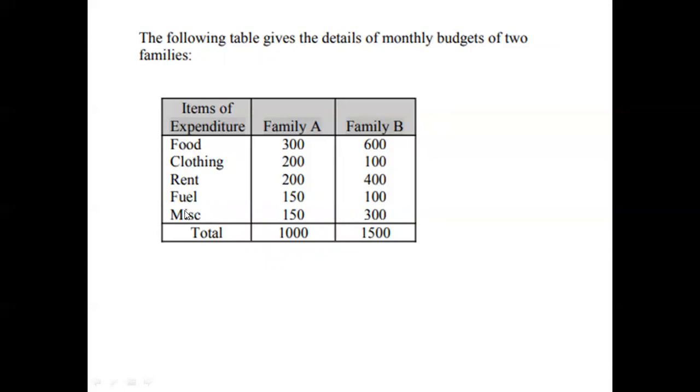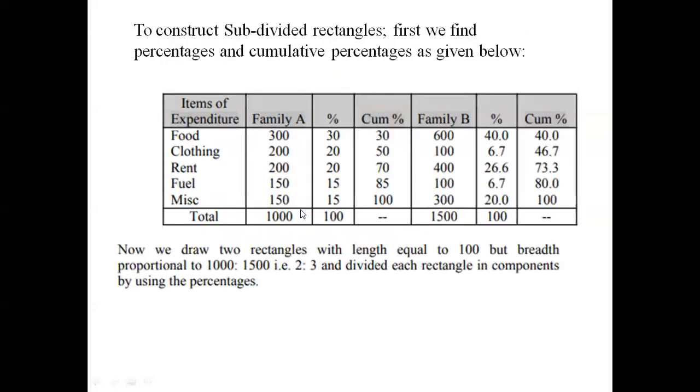These are the expenditures made by the two families. So first, as usual, convert these items into percentages. That is the first procedure. So food, clothing, rent, family A, their expenditure, then part.